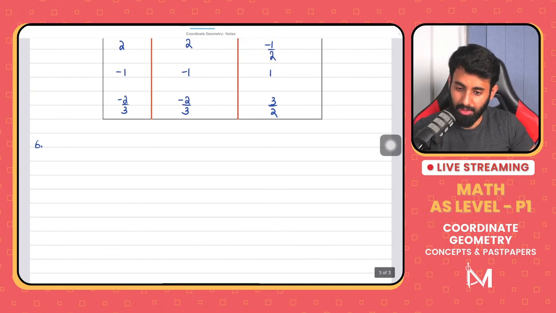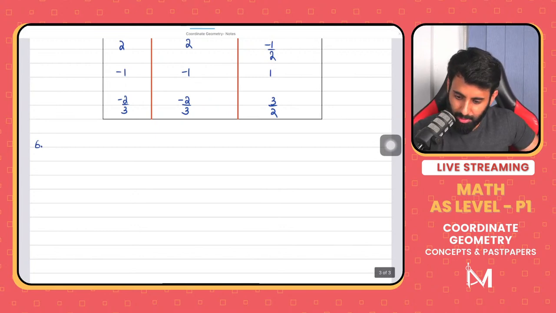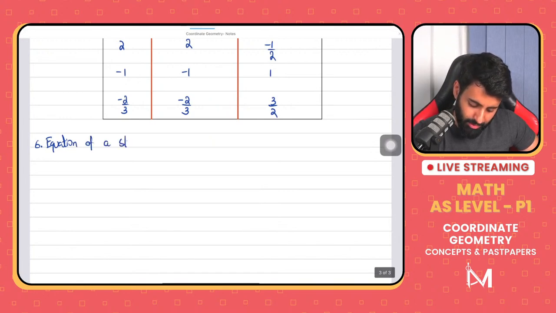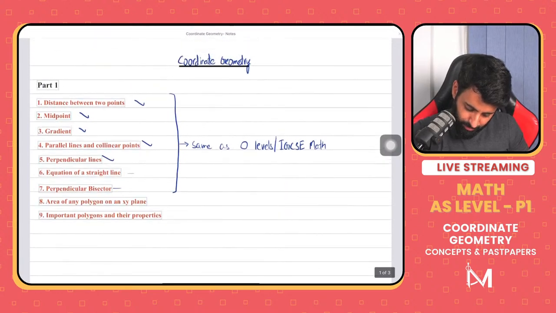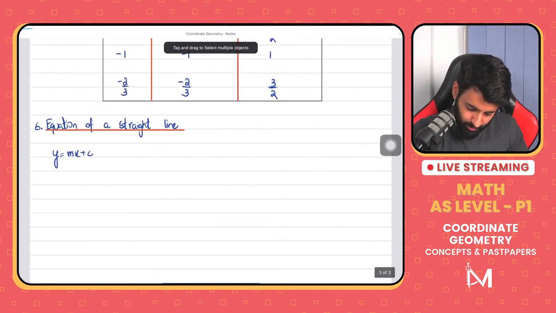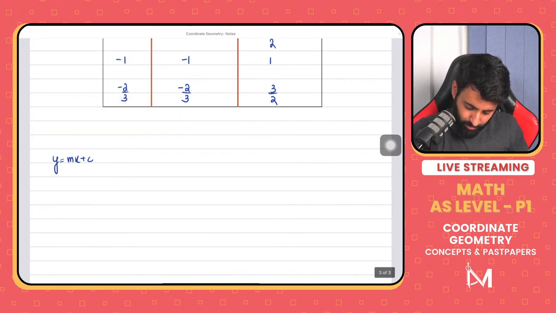By the way, we have a new method in A-levels that we use, new compared to O-levels and IGCSE math, but the same as what we used to do in AtMaths, which is called the point slope method. So for the equation of a straight line, previously this is what we used: y equals mx plus c. This is what we used in O-levels and IGCSE.